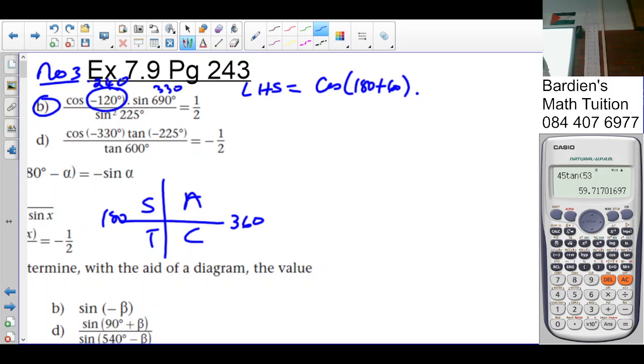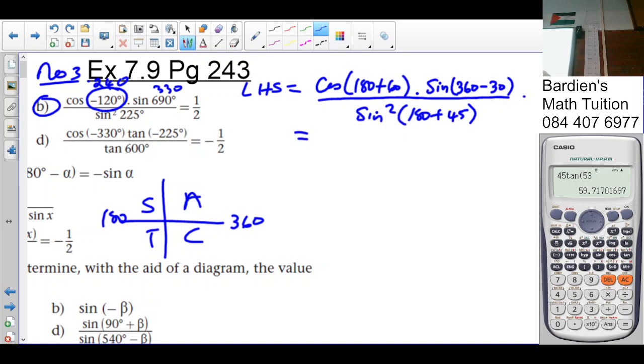Fourth quadrant. How do we get into the fourth quadrant? 225 is in which quadrant? Third. How do you get the third quadrant? Alright, cos 180 plus 60 takes you to the third quadrant. Is cos positive or negative? Negative. Cos 60 times 360 minus, which quadrant is that in? Fourth quadrant. Is sine positive or negative?